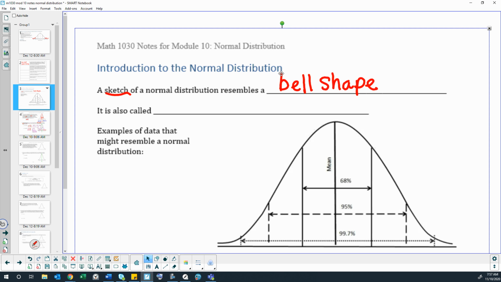It's also sometimes called a Gaussian distribution, from the mathematician named, I think it's Frederick Gauss. He has his name all over the stuff in math and science. Anyway, that's not a commonly used term. It's a little bit of interesting historical information.